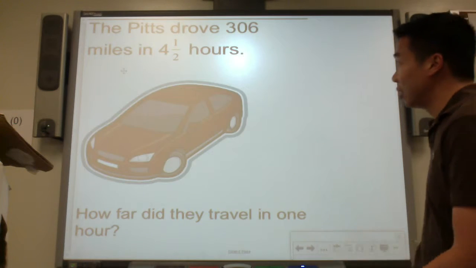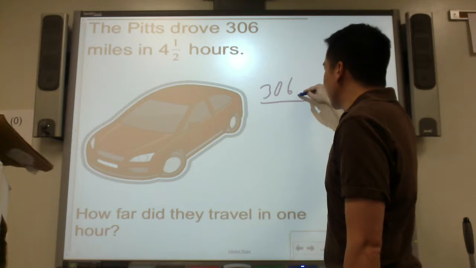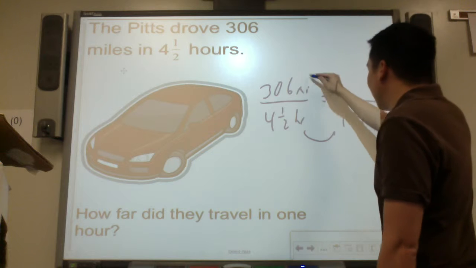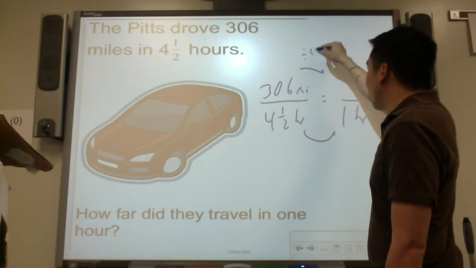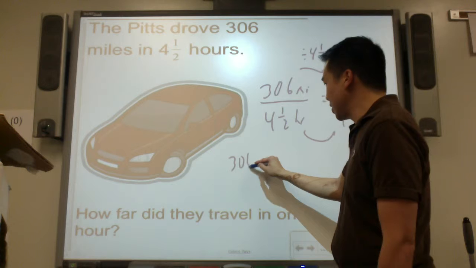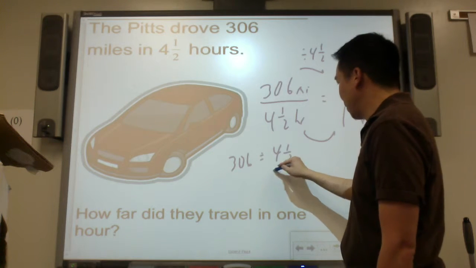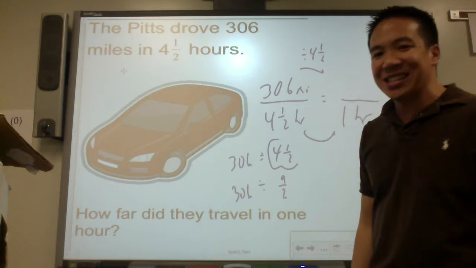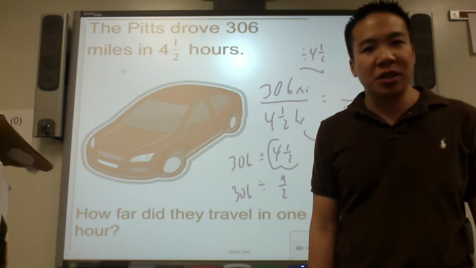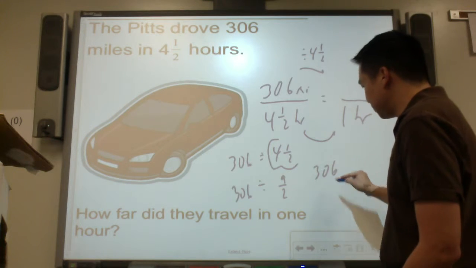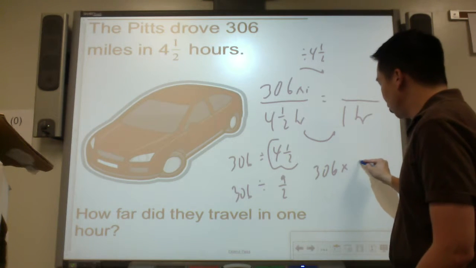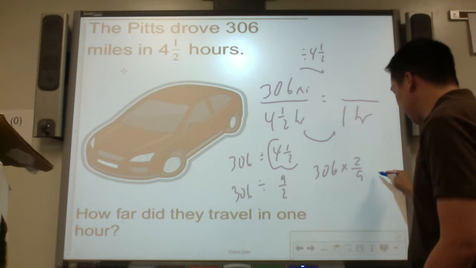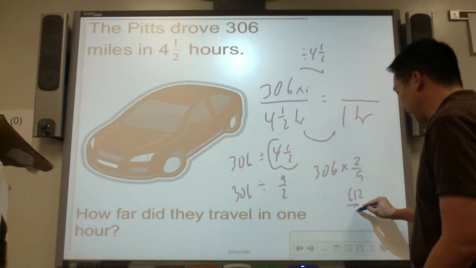Fast drivers. They drove 306 miles in 4.5 hours. I want to break this down to 1 hour. So I divide by 4.5. So 306 divided by 4.5. Improper, that's 9/2. What's another way to rewrite this division expression as a multiplicative expression? 306 times 2/9. You do the reciprocal of the second one. So what's 306 groups of 2/9? That would be 612 over 9.